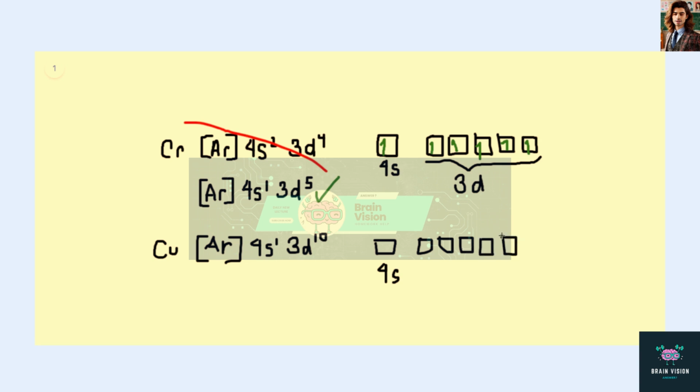And its orbital diagram is as follows. 1, 2, 3, 4, 5, 6, 7, 8, 9, 10. And this is the 3d diagram. And again, this happens because there's a greater stability with a half or completely filled sublevel in the orbital, as opposed to having 4 or 9 for the electron configuration.